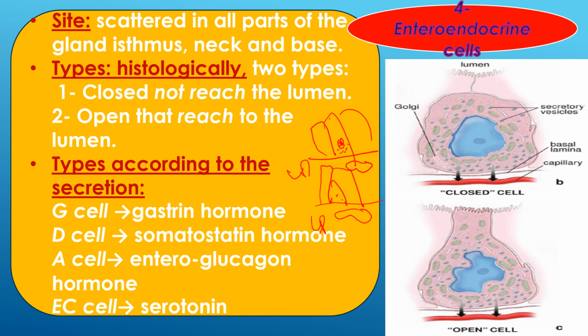Is there any type according to the type of secretion? Yes, there are many types. The most important is the enteroendocrine cell called G cell, which secretes gastrin hormone. Another one, D cell, secretes somatostatin. Another one is A cell, which secretes glucagon hormone. Enterochromaffin cells, EC cells, secrete serotonin hormone.